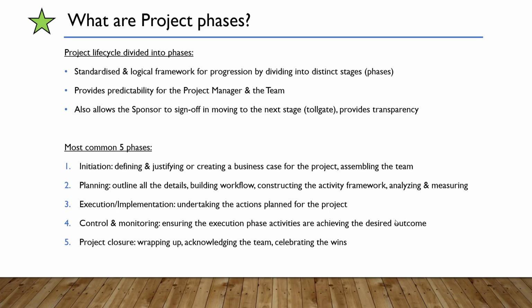Projects should be divided into phases. This is a logical framework for tracking progress, providing structure and predictability for the team. It allows the sponsor to tollgate the project's progression. The most common 5 phases in a project are: 1, initiation, justification and launching. 2, planning, that is determining the workflow. 3, execution, that is actually undertaking the activities we've planned. 4, control and monitoring, that's ensuring we're heading in the right direction towards our goal. And finally, 5th, closure, signing off, celebrating the wins, and capturing key learnings.